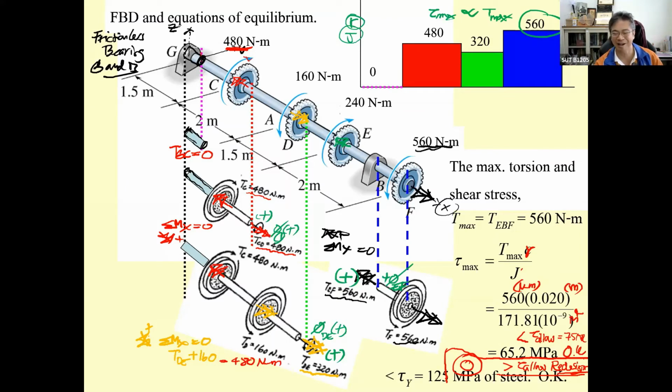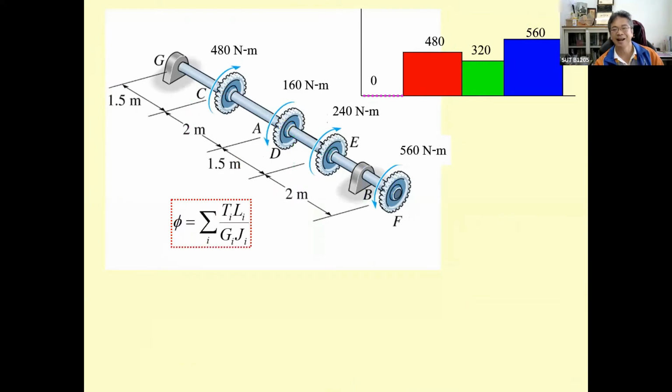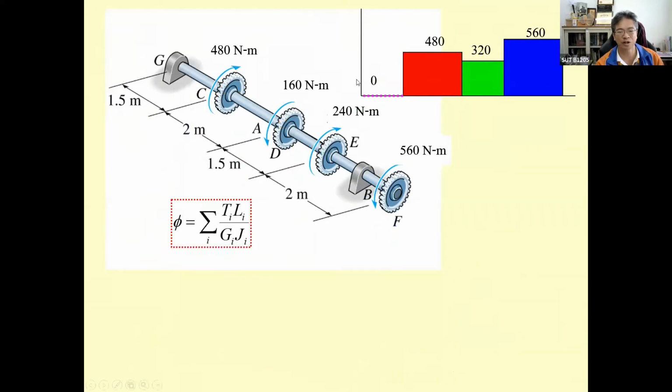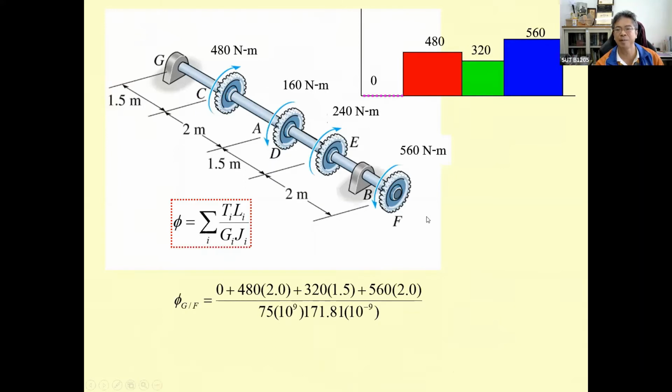Okay, not tau sub y. Then the angle of twist, like I told you guys, is going to produce a positive angle of twist for all of them, since they are positive torsion. They are positive torsion, except this one, the phi sub GC, which is going to be 0 because there is no torsion. So this one can be separated into 4 portions.